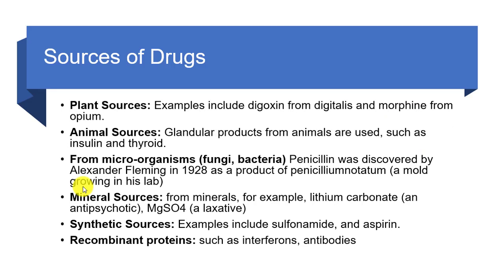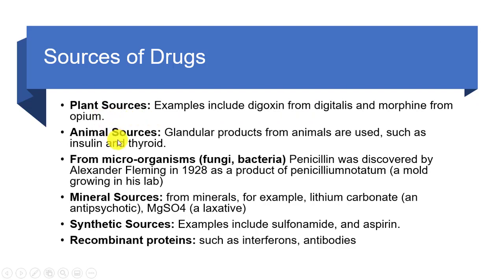So if I move to the next slide, I'm going to talk a little bit about the sources of drugs. We have quite a few sources from which we derive our drugs, and a few are listed in this slide. The first source is plant sources, for example digoxin, which is derived from digitalis. Digitalis is a plant from which we derive the drug digoxin, which is an antiarrhythmic drug. Another drug, morphine, is a very potent painkiller, which is derived from opium. So these two drugs are derived from plant sources.